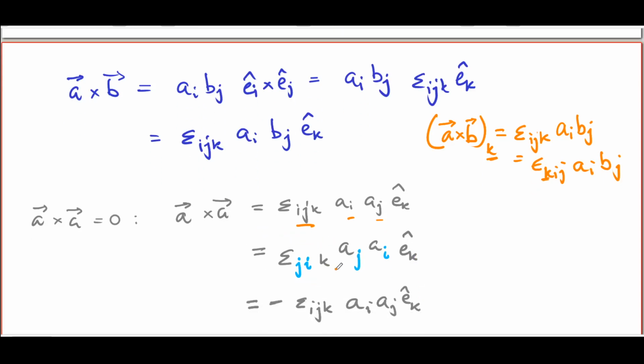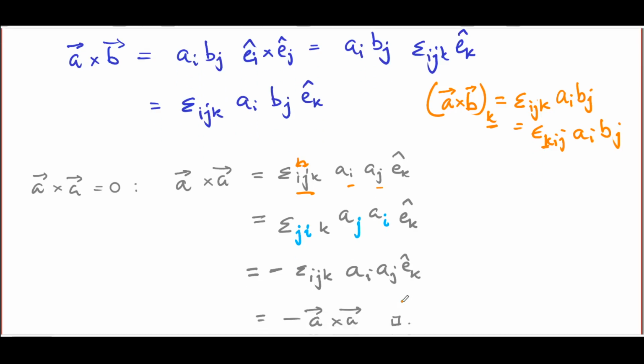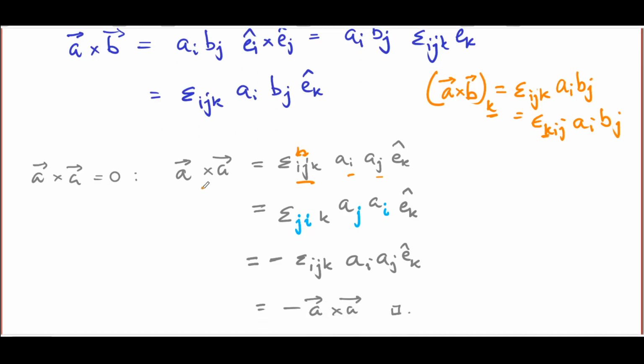But epsilon jik is what you can get from epsilon ijk, the original version, by doing a single interchange of i and j. And therefore, epsilon jik is minus epsilon ijk. On the other hand, a_j a_i and a_i a_j are one and the same. These are just numbers, so they commute with each other. And therefore, you end up with A cross A being negative of this expression, which is A cross A again. So A cross A is minus A cross A, and therefore it has to be 0.